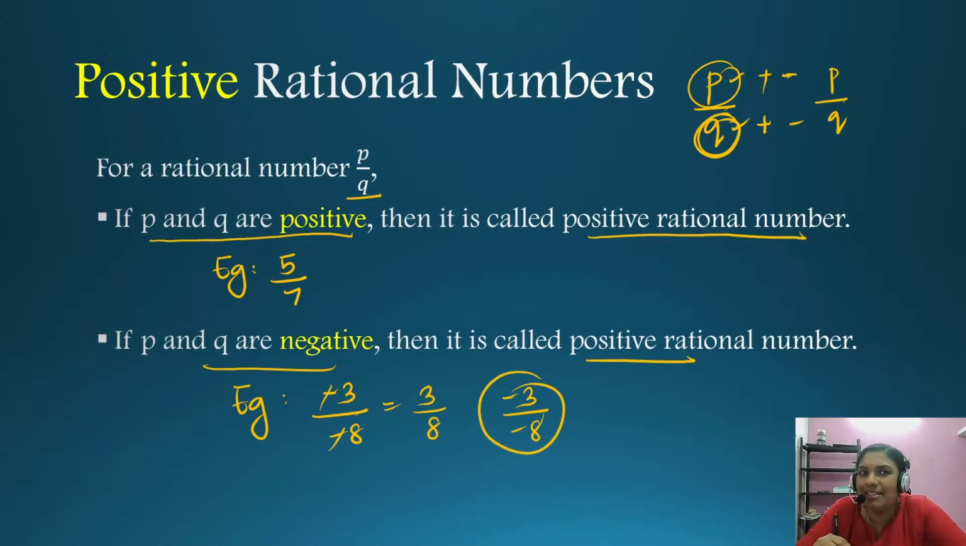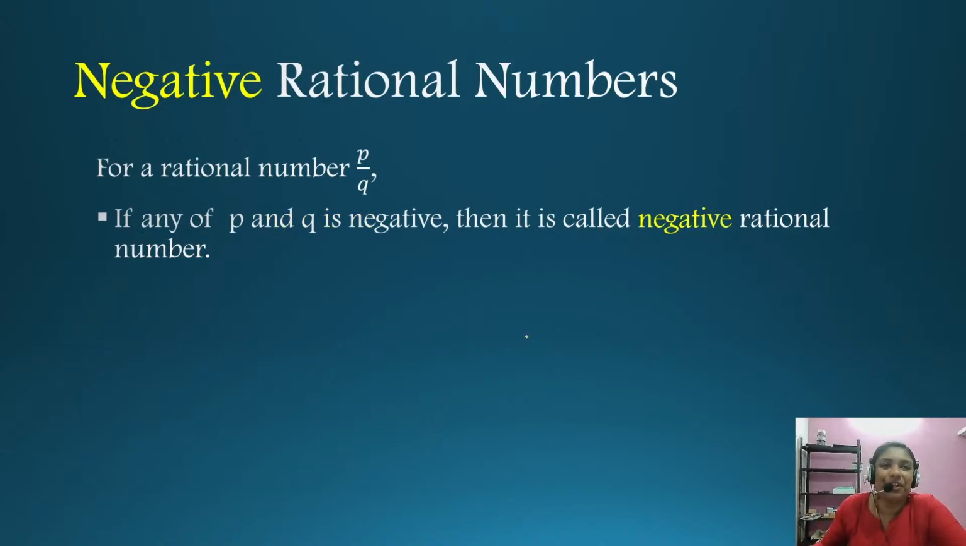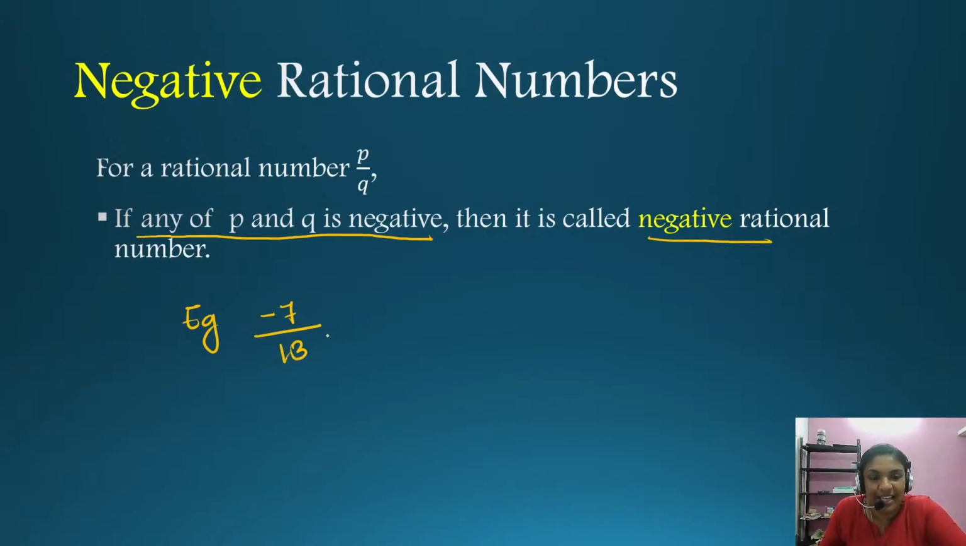What will be the next kind? Negative rational numbers, right? For a rational number p by q, if any one of p and q is negative, not both, it is called a negative rational number. Let's see examples. Negative 7 by 13. See, here p is negative and q is positive, so this is a negative rational number. The next one is 1 by negative 2. Here p is positive but q is negative, and this is also a negative rational number.